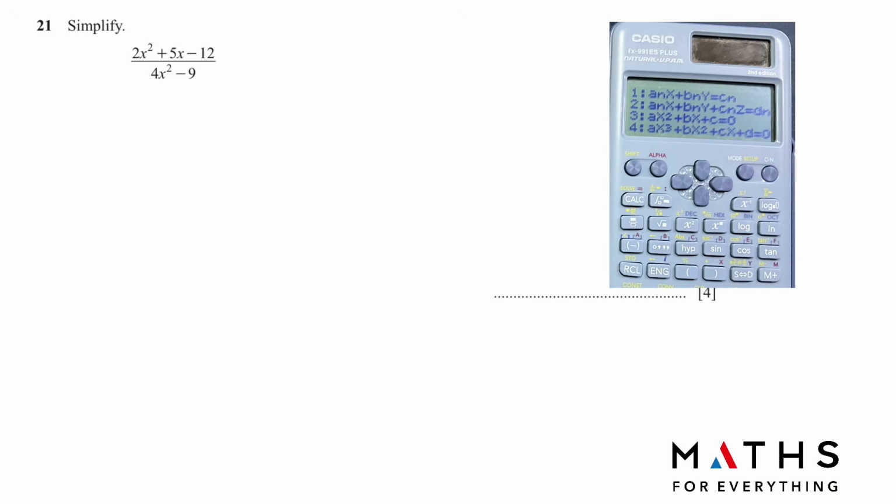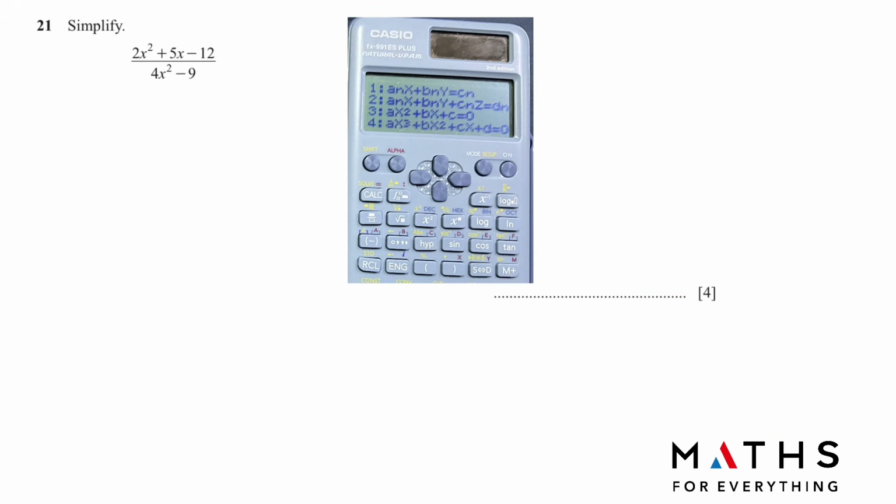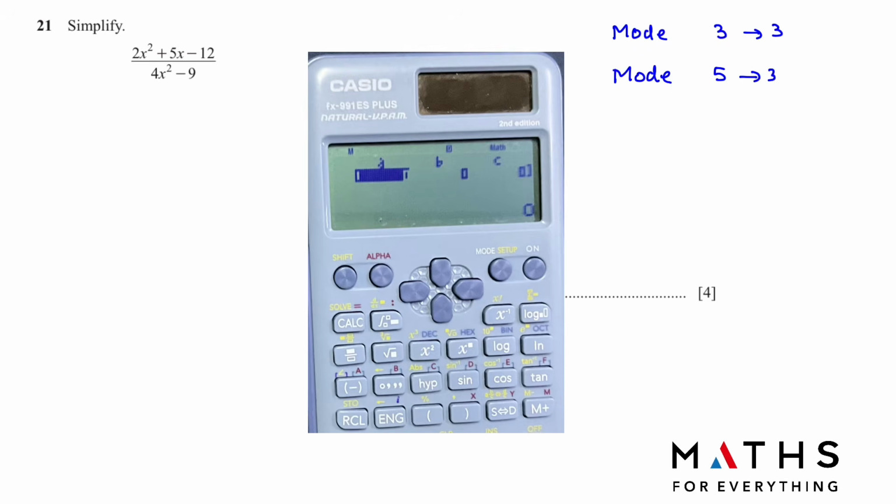So you press mode 3. You press mode 3 and 3. You should get this option. If not, it could be that you press mode 5, 3. Okay, this is what you will get. When you press 3, you are going to get ABC.